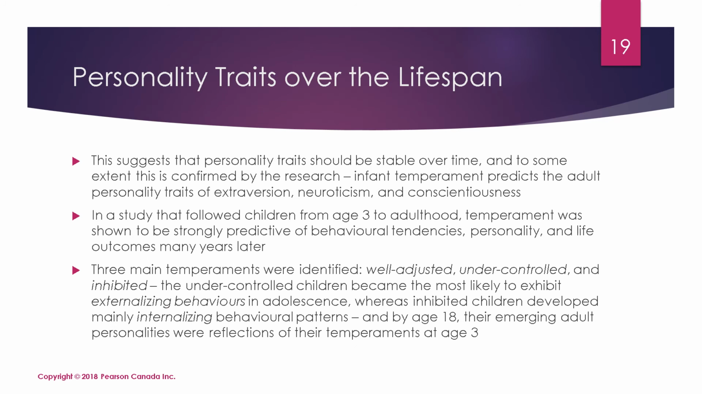Basically, this suggests that personality traits should be stable over time, and to some extent this is confirmed by the research. We do see that infant temperaments, as I mentioned on the last slide, predict the adult personality traits of extroversion, neuroticism, and conscientiousness. There was a study that followed children from age 3 to adulthood, and temperament was shown to be strongly predictive of behavioral tendencies, personality, and life outcomes many years later. It really did seem like events from birth right through childhood had an impact on later personality development and outcomes.